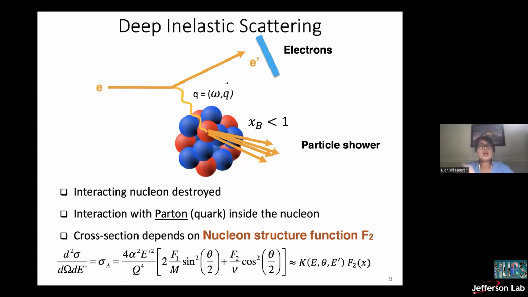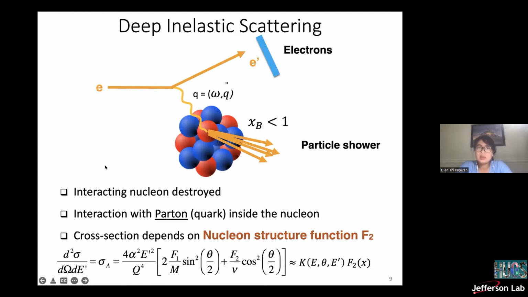The virtual photon interacts with a nucleon inside the nucleus and carries enough energy to break it up into different particles, what we call a particle shower. The interaction has a fine enough resolution to interact with the parton. When I say parton here, it means the quark inside the nucleon. This is the DIS process.